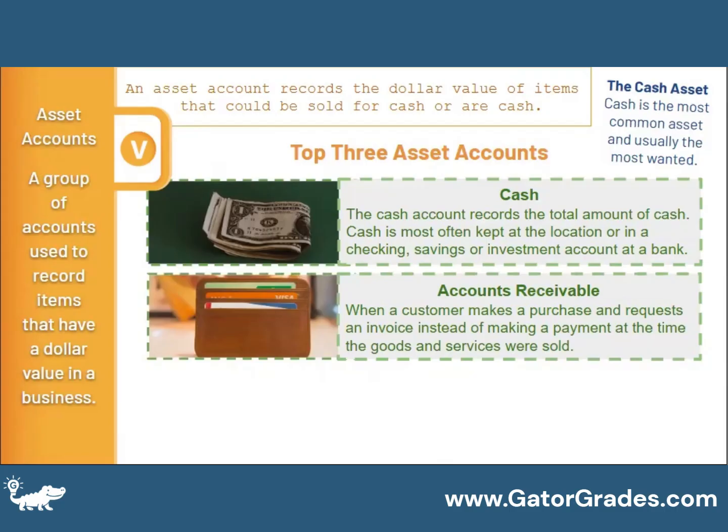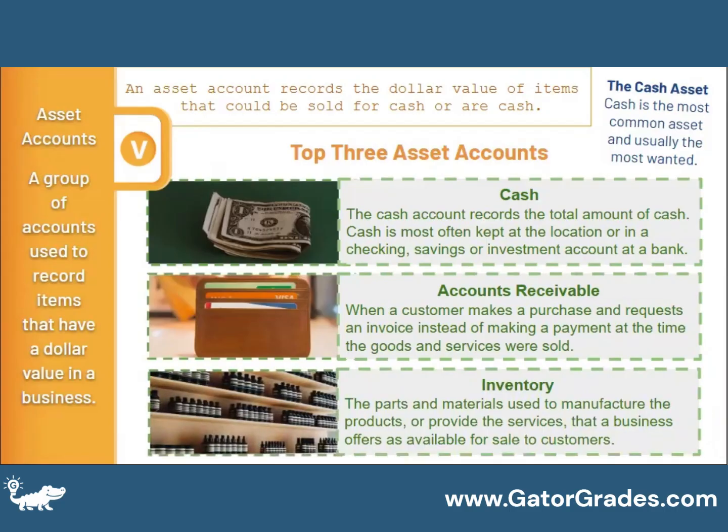Did you know that an accounts receivable amount may exist for an individual as well as a business? The third account that is a top three asset account in a business would be inventory. A business that sells products will need to have inventory available to sell. The dollar value of the inventory would be reflected in the inventory account.